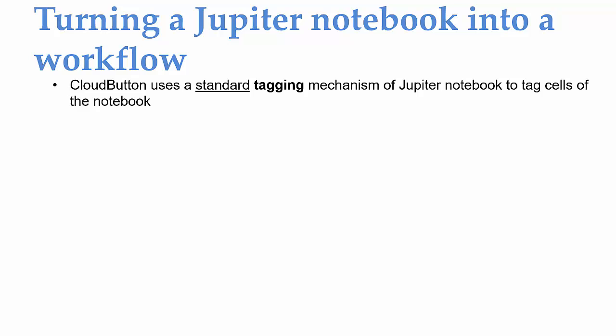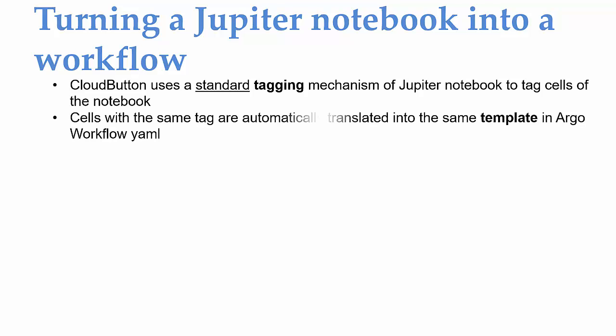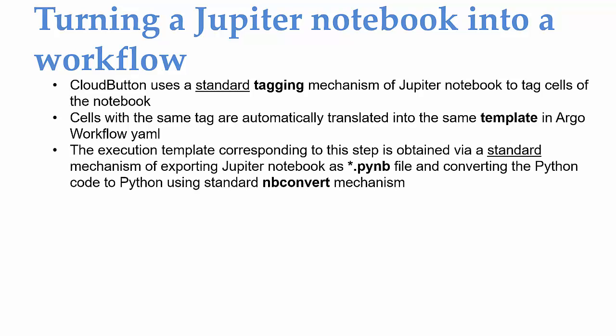Now, this is all good. So we have the machinery, but how exactly we can turn a Jupyter notebook into a workflow? So in our solution, in Cloud Button, we use a standard tagging mechanism of Jupyter Notebook to tag cells of the notebook. And cells with the same tag automatically translated into the same template in Argo Workflow YAML.